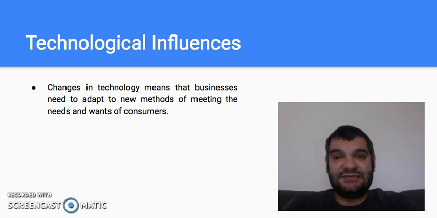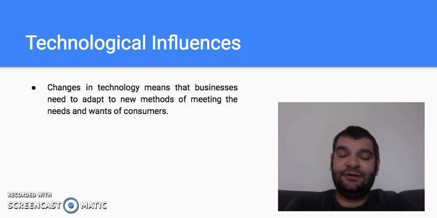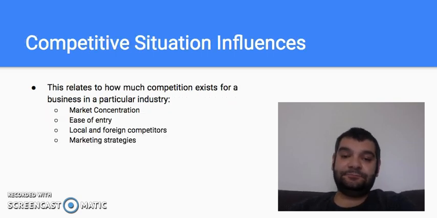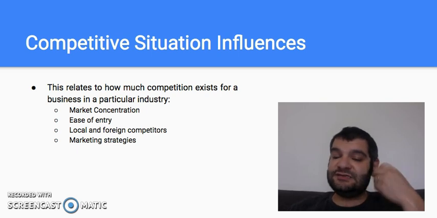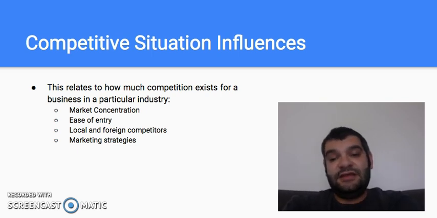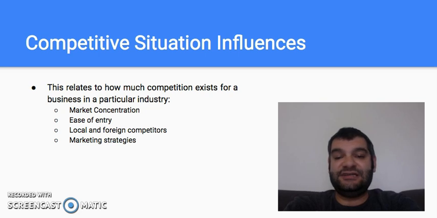Now, unless you're a business that creates that technology, you really have no control over what new technology is going to be created and how or when it will be implemented. We've also got the influence of your competition. Now, this relates to how much competition exists for a business in a particular industry. Now, there are four things we need to look at here.